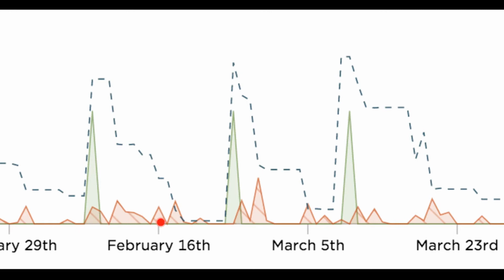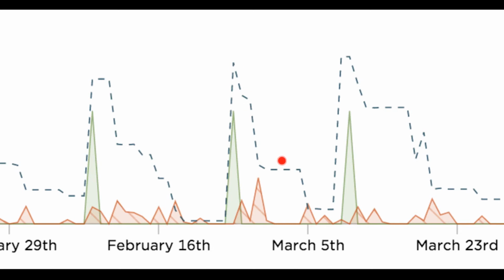But then you notice these red bars along the bottom, that's how much I was spending. So that kind of goes up and down. Some days I spend more, some days I don't spend anything. The real example I wanted to show you was this dotted blue line.